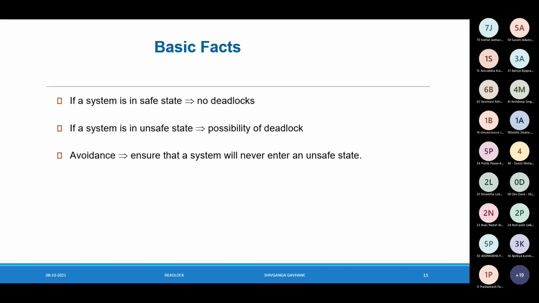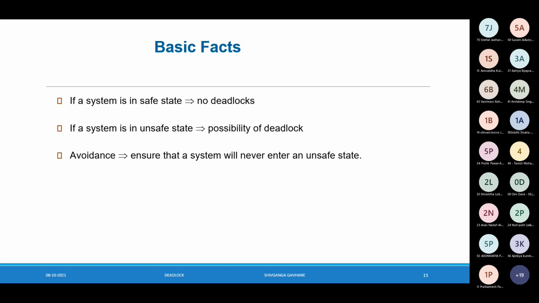Okay, so the second method we will be starting with, we can say the second part of the first method, that is, ensure that the system will never enter into the deadlock. In that, we have already seen the deadlock prevention algorithm. Now we will see deadlock avoidance.